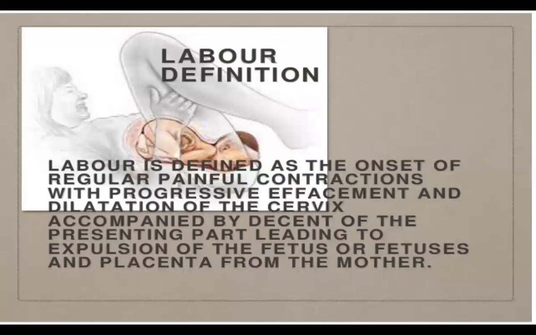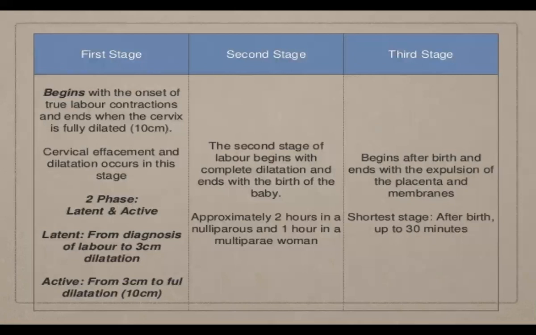So labor is defined as the onset of regular painful contractions with progressive effacement and dilatation of the cervix, accompanied by descent of the presenting part, leading to the expulsion of the fetus or fetuses and placenta from the mother. It basically consists of three stages: first stage, second stage, and third stage.